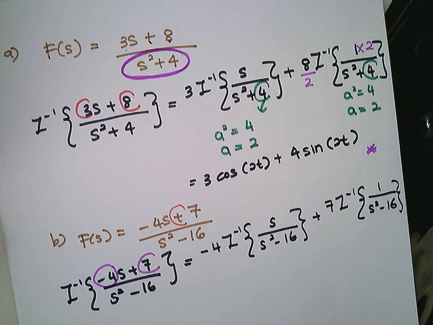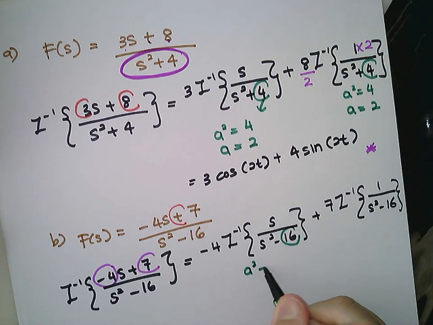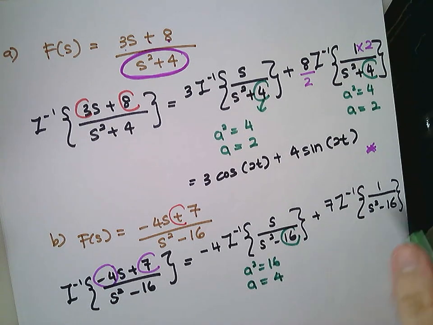So again here, define what your a is. You know that this is your a squared. So a squared is equal to 16, so your a is equal to 4. Same goes for this one. a squared is equal to 16, so your a is equal to 4.